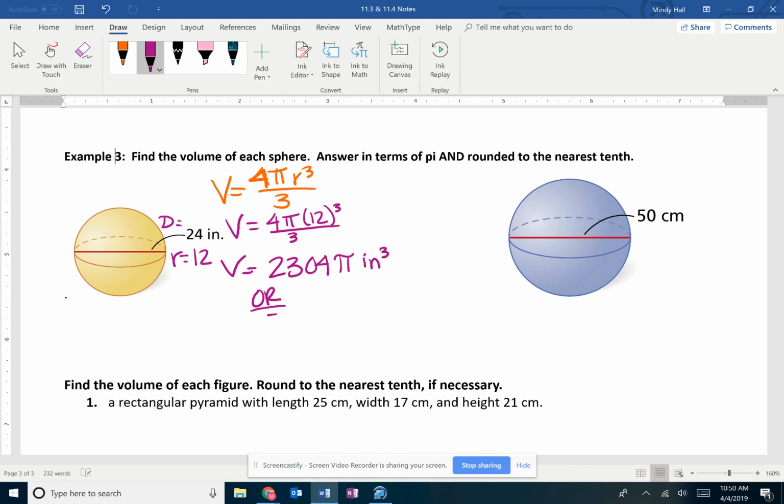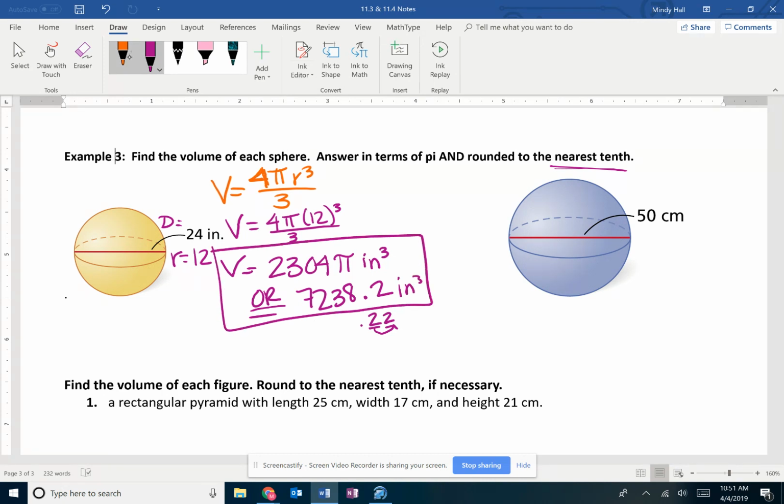Or, as a decimal rounded to the nearest tenth, we would multiply 2,304 times pi, and that would give us 7,238.2. And the decimal, if you have your calculator, is 0.22, but since we're rounding to the tenth, that 2 tells us to stay where we're at and just keep the 2. Almost forgot my label too.